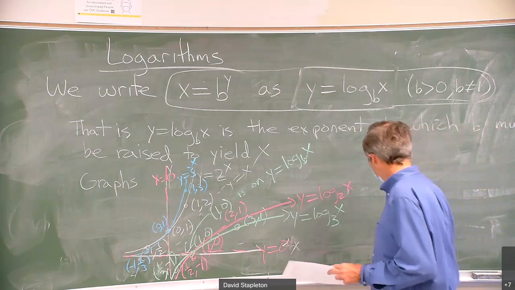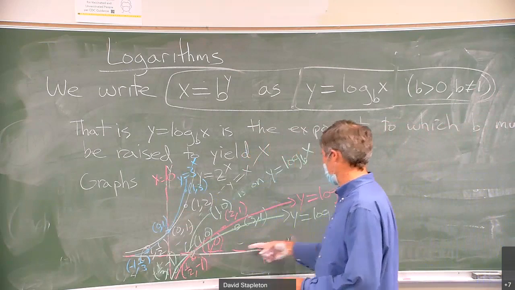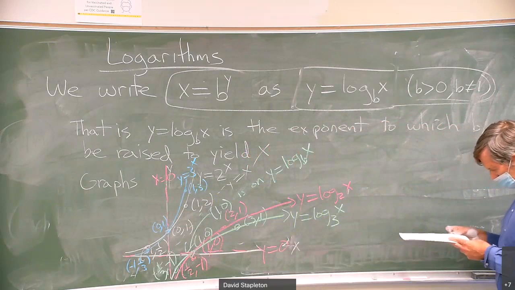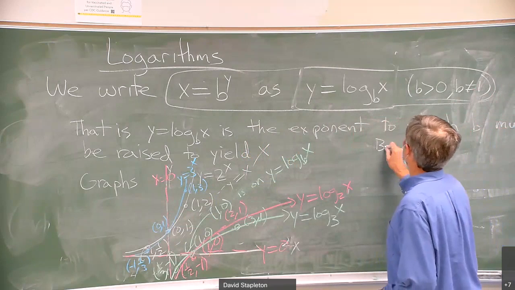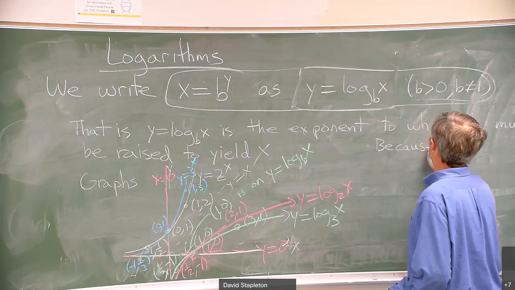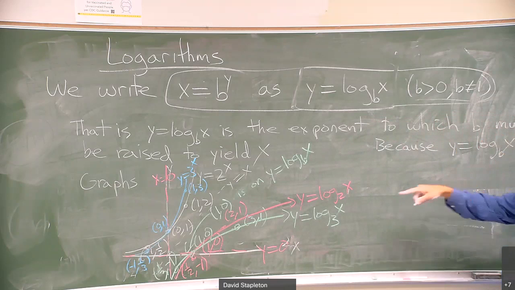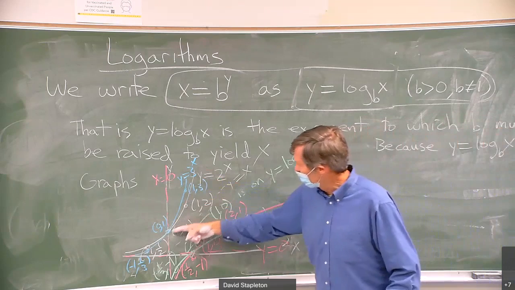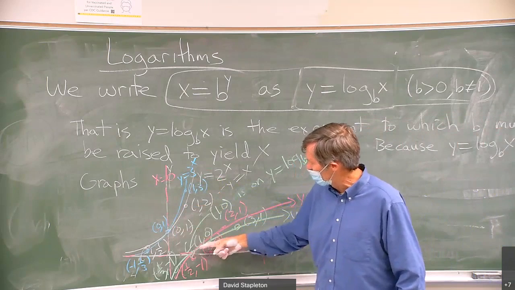And another important point, vertical asymptote here instead of horizontal asymptote here. All right, now you notice something very important. Because each goes through 0, 1, y equals log base b of x, no matter what the base, goes through that point 1, 0. All these went through 0, 1, so every logarithm goes through 1, 0.